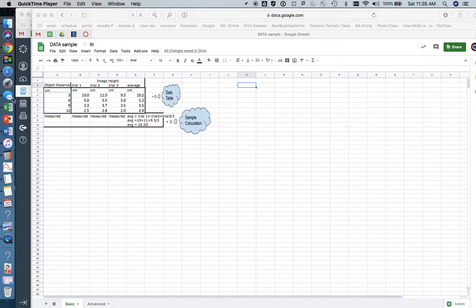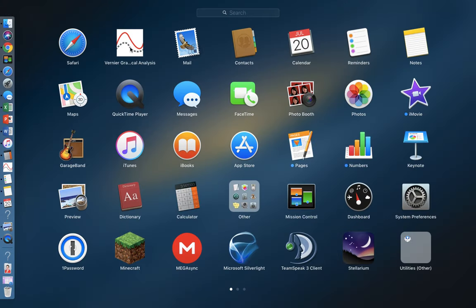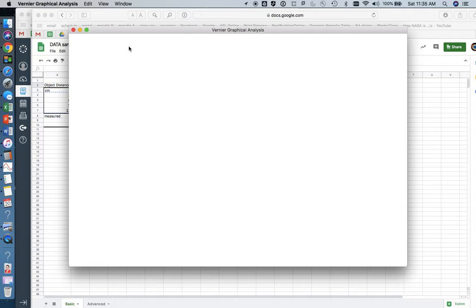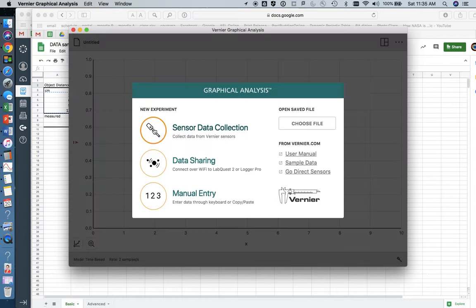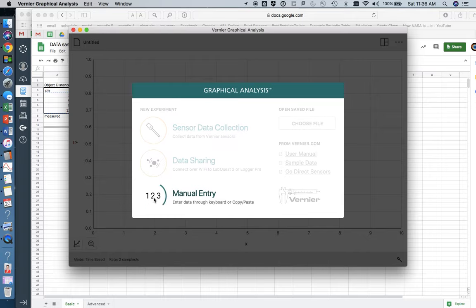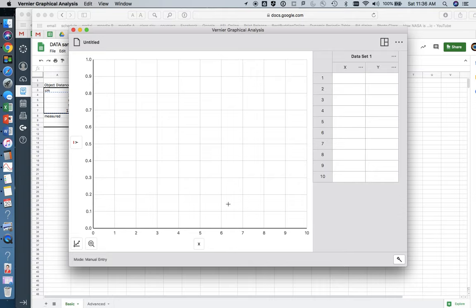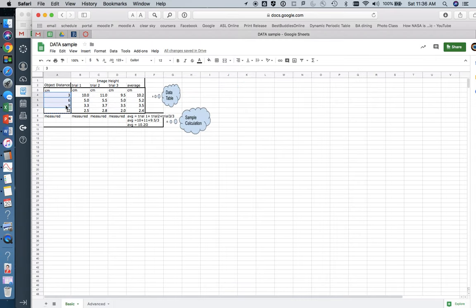The graphing program we use is called Vernier Graphical Analysis, and if you go to your launch pad, this is the symbol you're looking for. If we're collecting data, we would use sensor data collection, but we're just going to make a graph with this program, so we use manual entry. You see a graph and you see a data table. So we need to get data from our data table into Vernier Graphical Analysis.